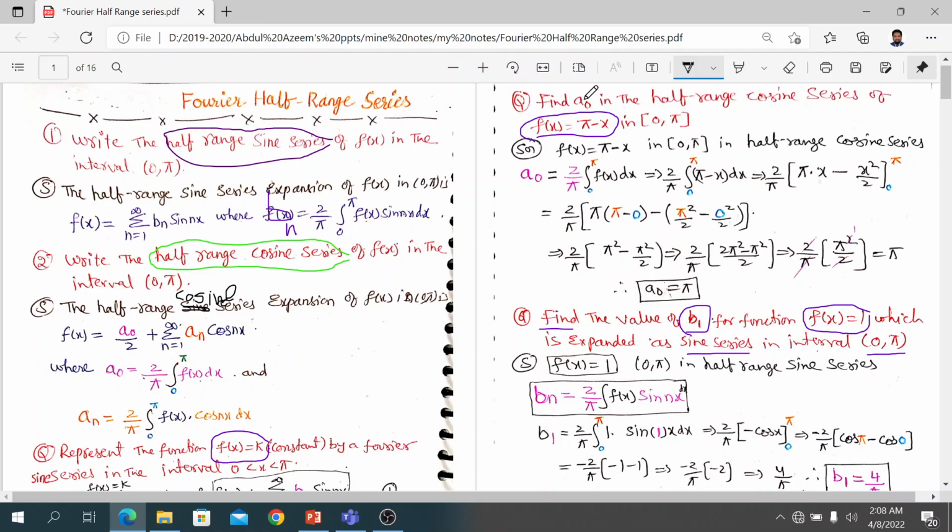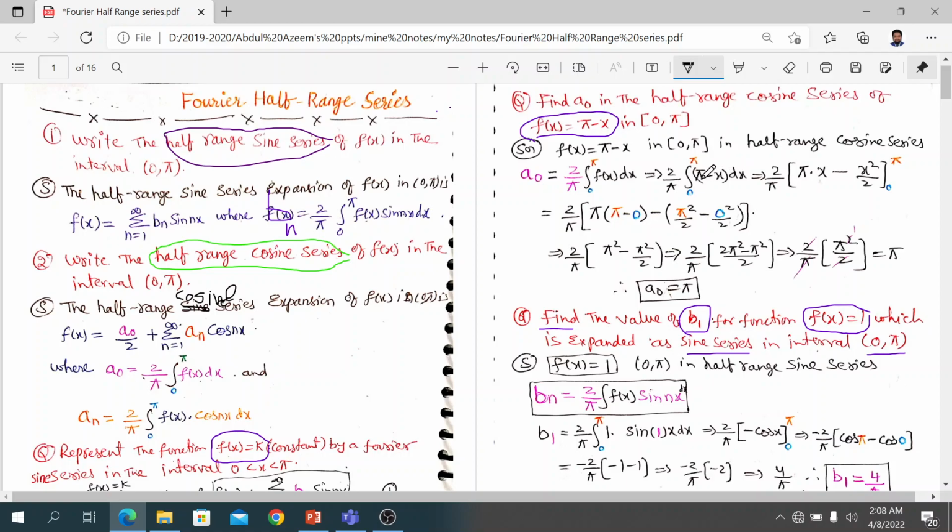Find a naught in the half range cosine series of f of x equals pi minus x in 0 to pi. So f of x is pi minus x in 0 to pi. The a naught value is 2 by pi integration 0 to pi f of x dx. So what is f of x? Pi minus x dx.